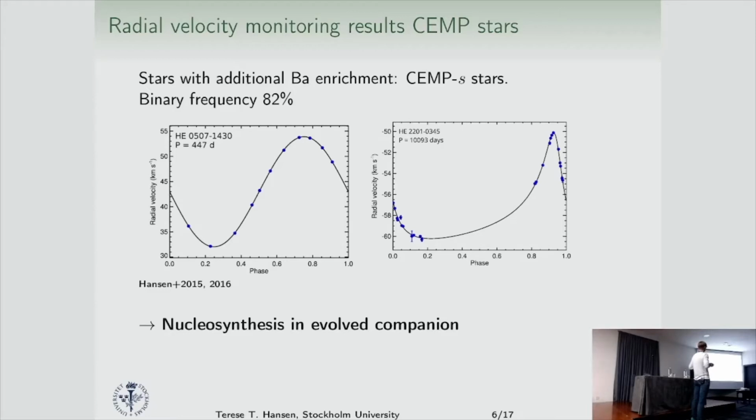But this very high binary frequency tells us that the chemically peculiar pattern of these stars is probably not due to a supernova that went off in the early universe. It's probably due to transfer from an evolved companion that has gone through an asymptotic giant branch phase and produced a lot of carbon, a lot of S-process elements, which has then been transferred onto a star. This is still interesting. It just tells us that these stars are not the best stars to probe the nucleosynthesis of the very first supernova that went off in the universe.